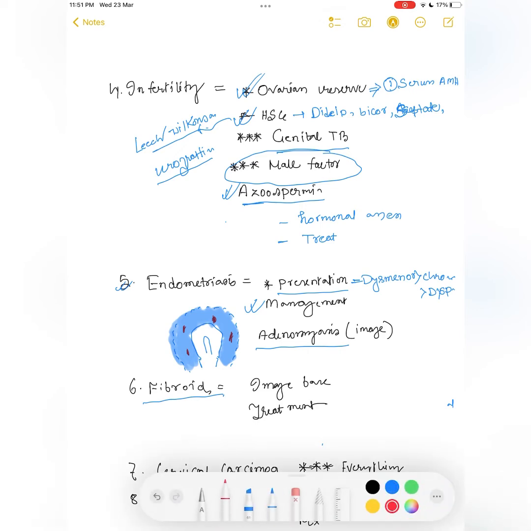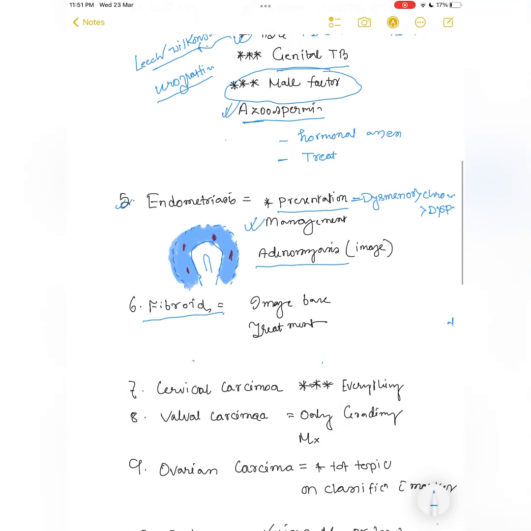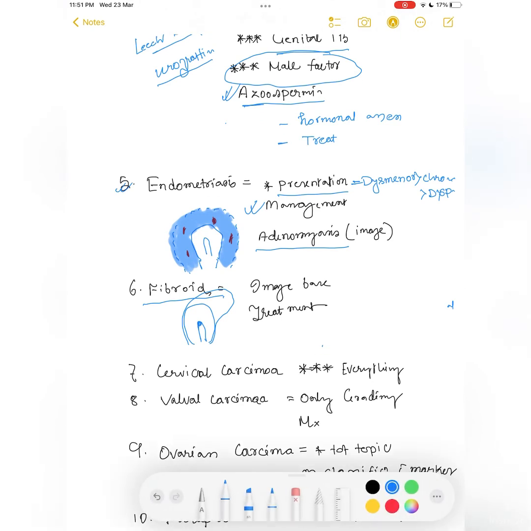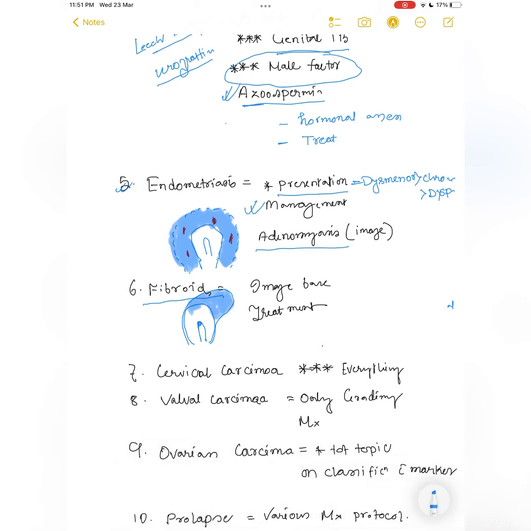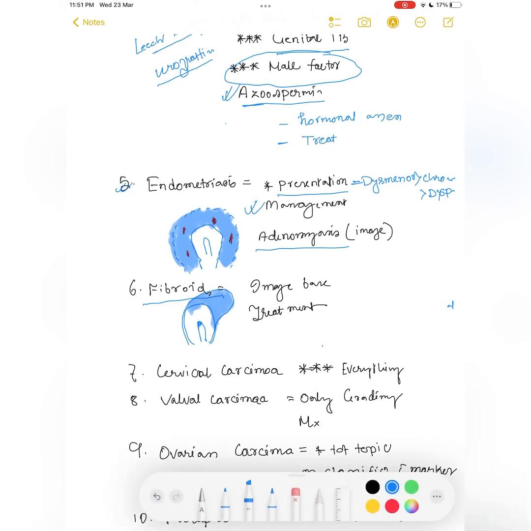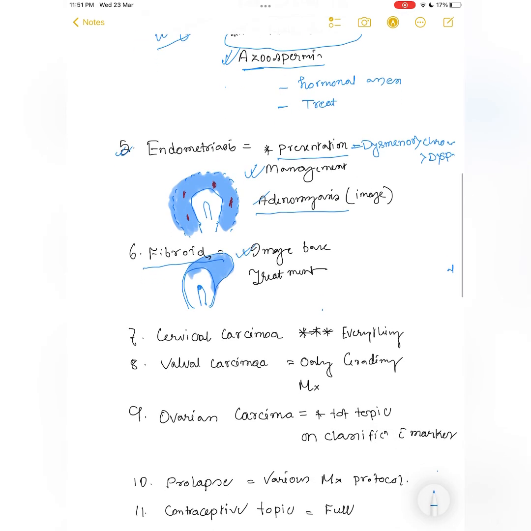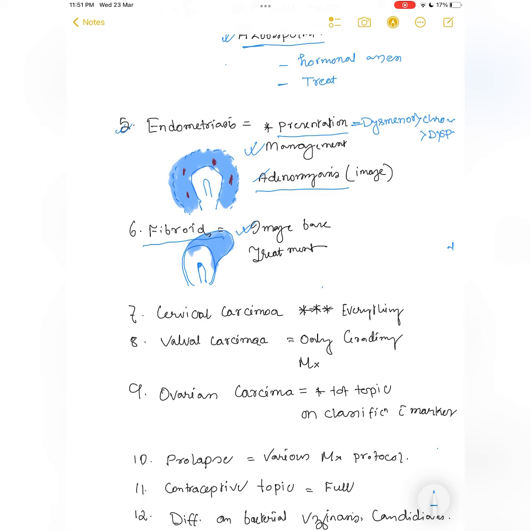Next is the fibroid. In case of fibroid, there is an asymmetric enlargement of the uterus, and there are no such hemorrhages. This is how the uterus looks. So this should be your favorite image-based question: how will you differentiate between adenomyosis and fibroid? And also read the treatment.